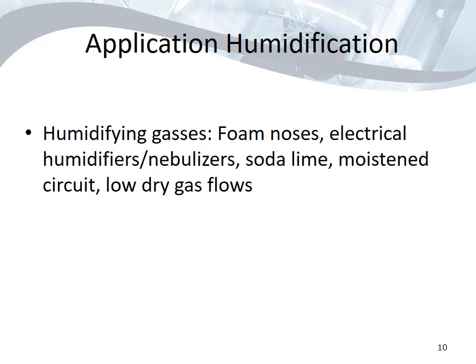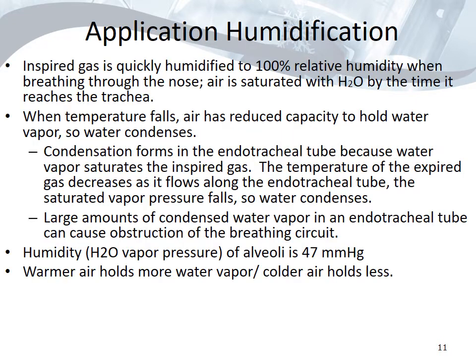Okay? So this is describing what I said. One more thing to memorize. The vapor pressure at 37 degrees Celsius, when you are at 100% relative humidity, is 47 millimeters of mercury.